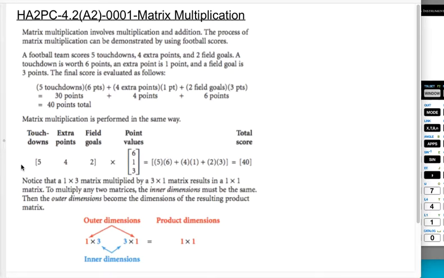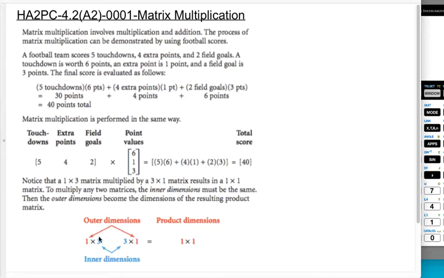So what's going to happen is you take this 1 by 3 matrix, 1 row, 3 columns, and you multiply it by a 3 by 1 matrix, and you end up with a 1 by 1 matrix, because you end up with 5 times 6 plus 4 times 1 plus 2 times 3, which is 40.